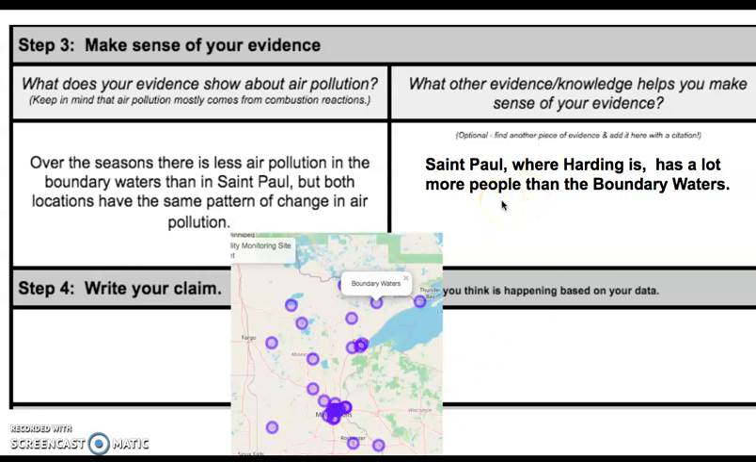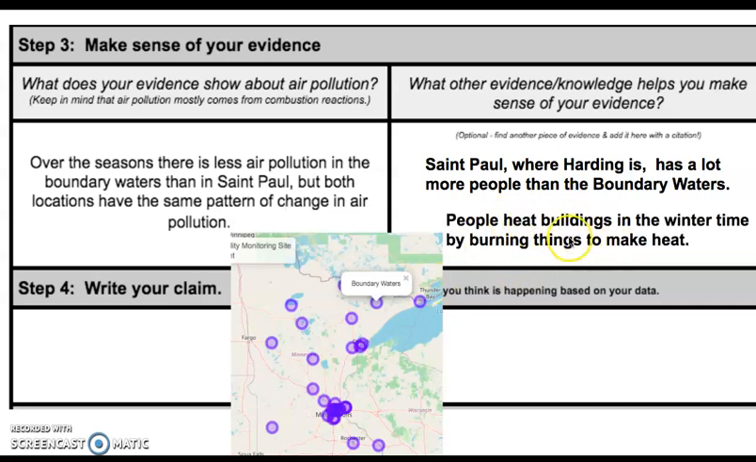You also probably know something that might explain this seasonal pattern. Can you think of any reason that there might be for there being more pollution in the wintertime and the summertime than the spring and the fall? Remember that most of this air pollution comes from combustion, from when we burn fossil fuels, and it releases particles into the air.